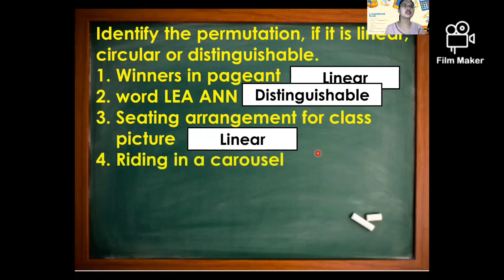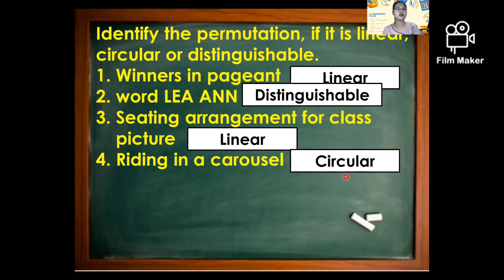Number 4, riding in a carousel. What do you think is that? Is it linear, is it circular, or distinguishable? Ano ba itsura ng carousel? Mapapansin nyo yung carousel that is, what? A circular ride, di ba? Paikot siya. So automatic that is circular permutation.